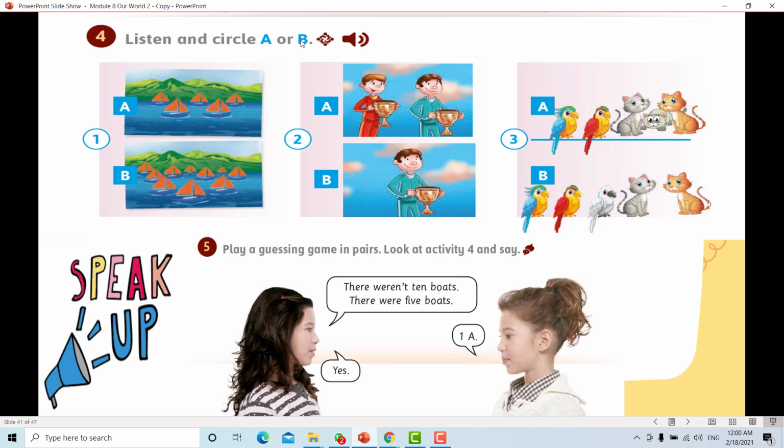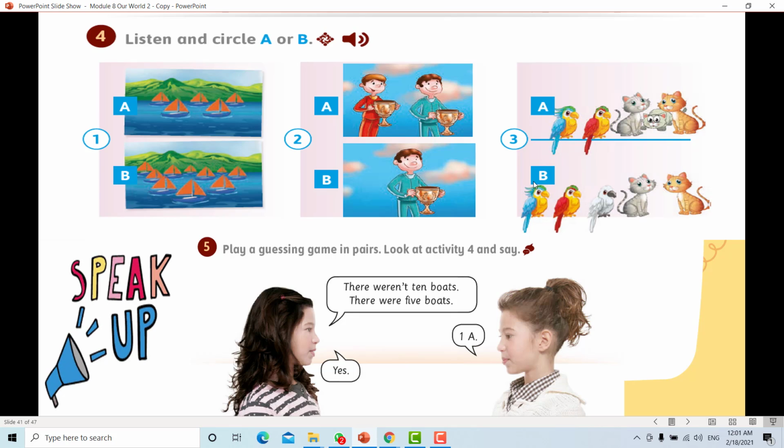Let's check our answers for the listening. There were 5 small boats. The answer is picture A. Number 2. There were 2 winners. There wasn't one winner. It's picture A. Number 3. At the pet shop, there were 2 cats and 3 birds.